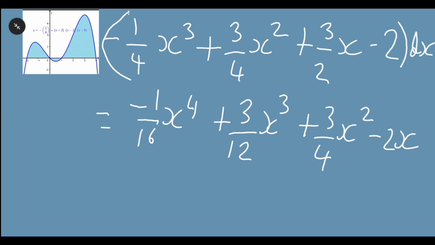Now that we know what our integral is, we can work out the area under the curve of each section. So let's work out the area between 0 and minus 2. So let's do that first. The integral, that's just a shorter way of writing this.